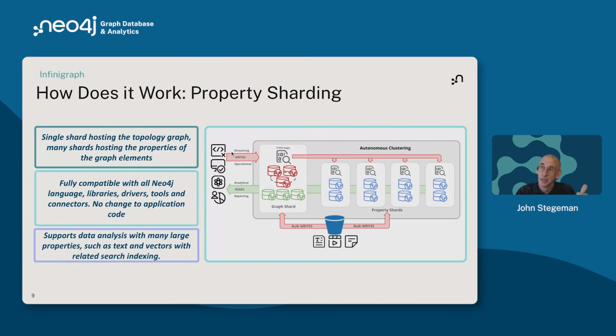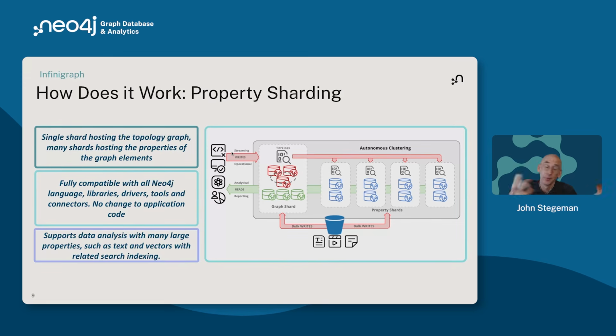Now, the really cool part of this is that it's fully compatible and fully transparent with all of the ways that you would access a Neo4j database. So with drivers, the connectors, the Cypher query language, the same query that you would write against a single instance database just running on a single machine, no sharding, no clustering, nothing going on, it's the same query that you'll run against a database that's deployed with the Infinigraph architecture for horizontal scalability. So you don't need to change your application at all.